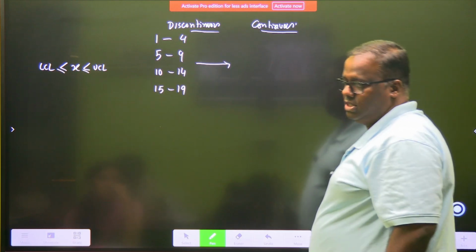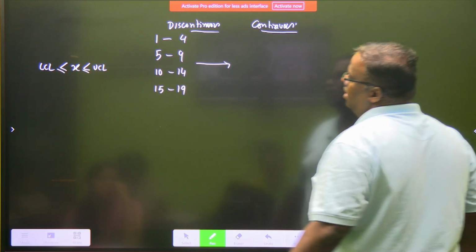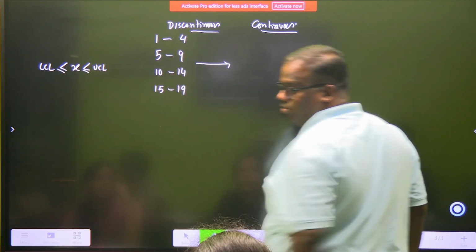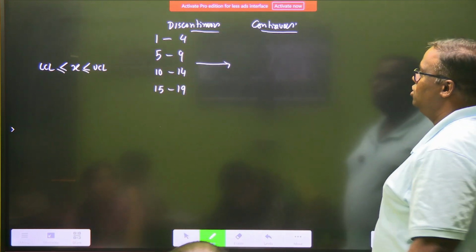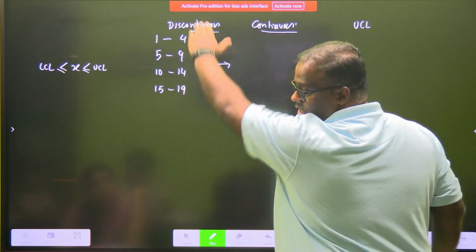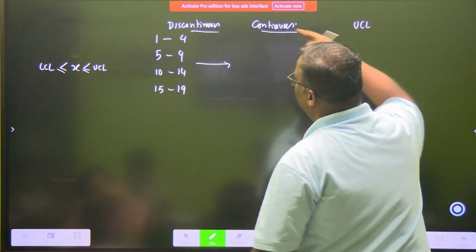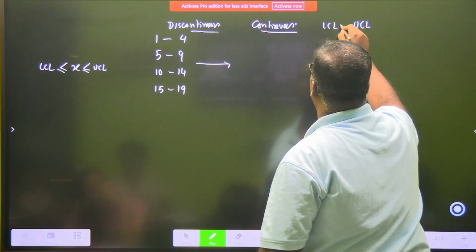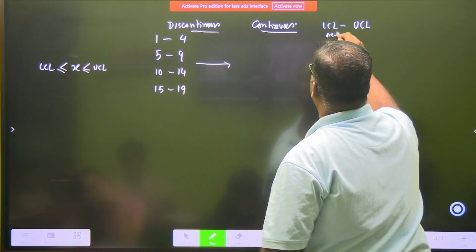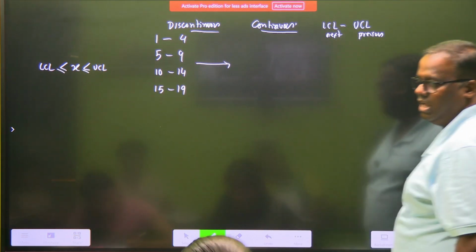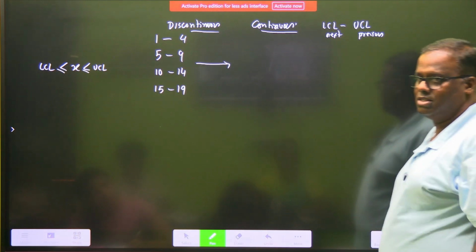Discontinuous को continuous करने से पहले क्या करेंगे, इस बच्चे को बोलेंगे थोड़ा left shift करो, इसको बोलेंगे थोड़ा right shift करो, बस simple हो जाएगा। So what you do, you take the upper class limit of the previous class and take the lower class limit of the next class, next, and this is previous. Have you understood? Any two classes, any two successive classes.